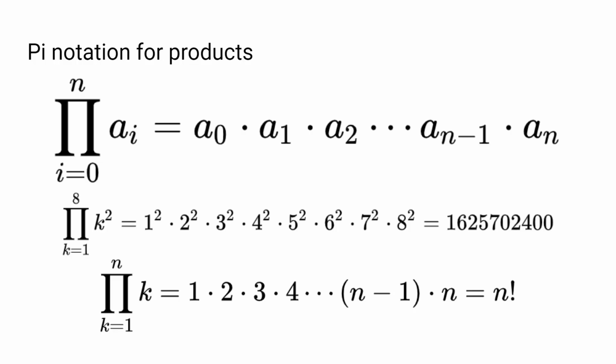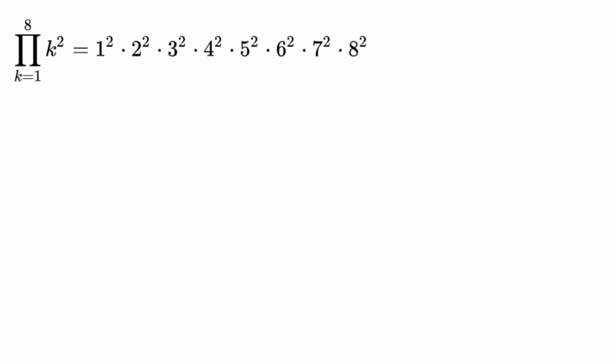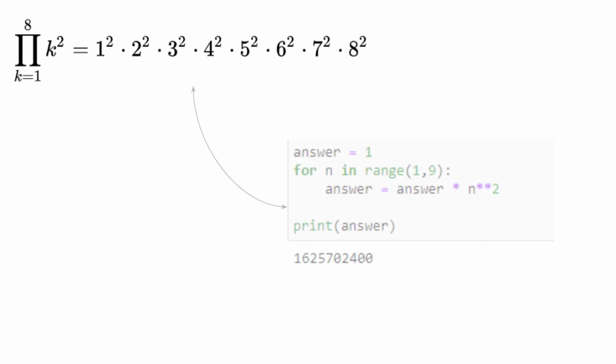Just as sigma notation is math shorthand for a for loop that accumulates by adding, pi notation is shorthand for a for loop that's accumulating by multiplying. For example, this product is equivalent to this for loop.